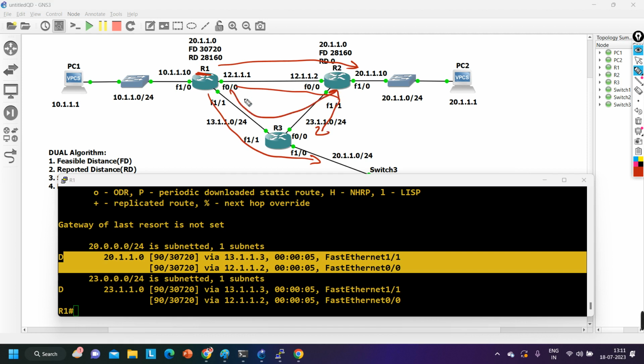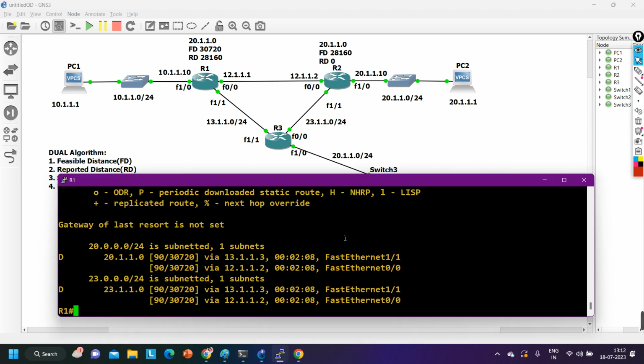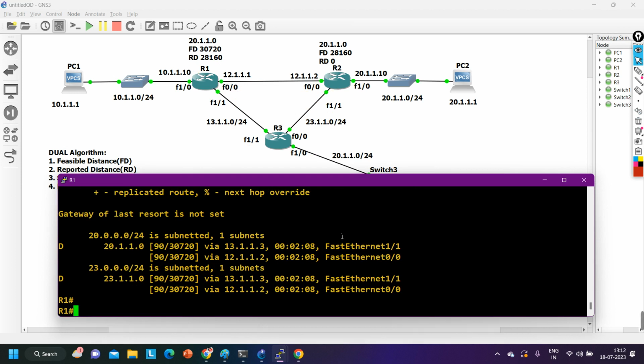Yes or no? Yes. But when router 1 will use these 2 paths, then the metric will be higher than this path and this path. Yes or no? So that's why it is not installing this path and this path, because here router 1 is calculating more FD and RD. Getting my point, brother? Yes.